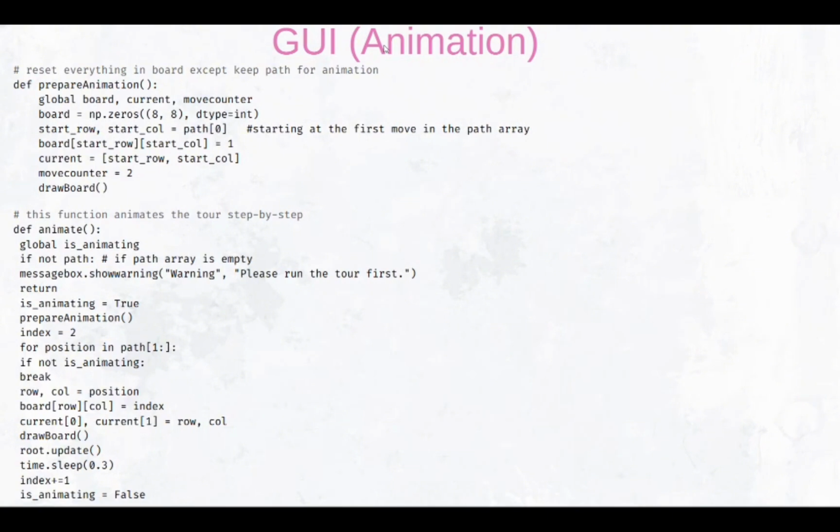I am Tala, and today I will explain how we made the animation happen in our project. So first, we defined a prepare animation function. It sort of prepares the environment for the animation to happen.